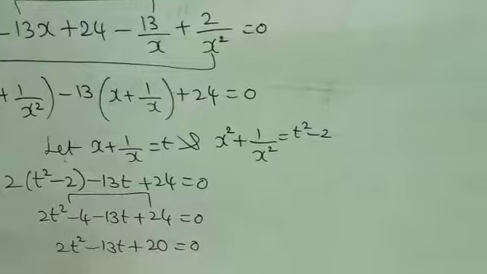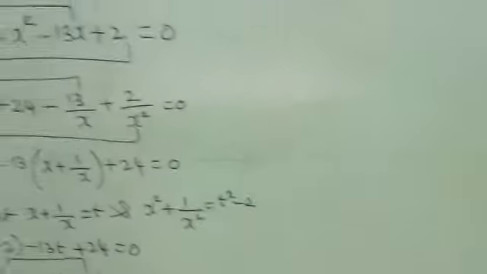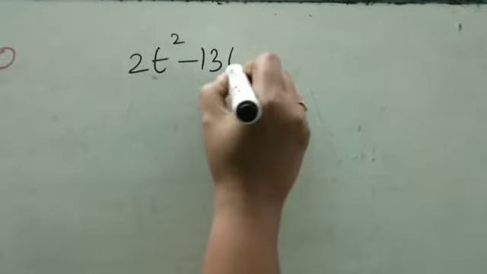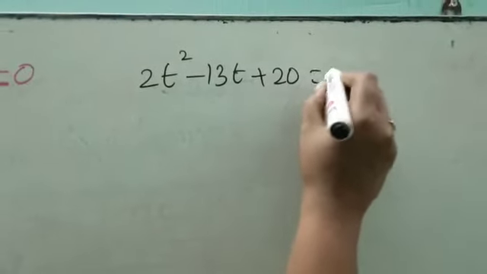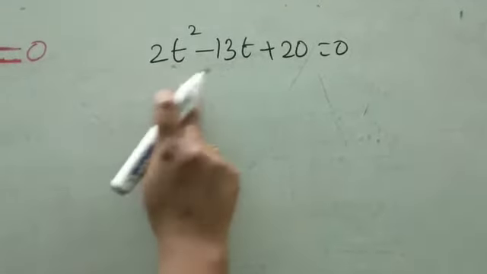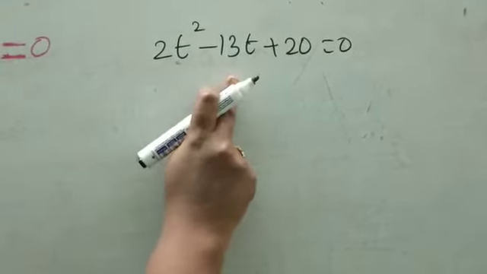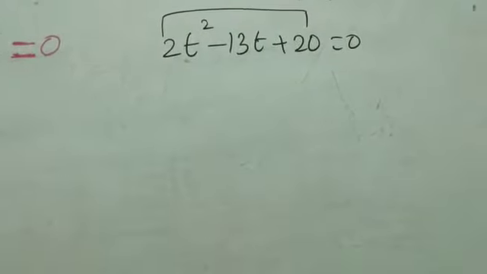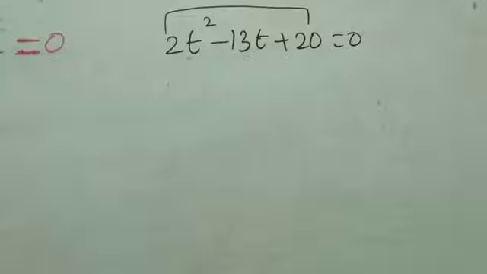This is a quadratic in t. I am writing the quadratic once again: 2t² minus 13t plus 20 equal to 0. I am going to factorize this quadratic equation. Here the coefficient of t² is 2, the coefficient of t is minus 13, and the constant term is 20. We can solve for t by the factorization method.